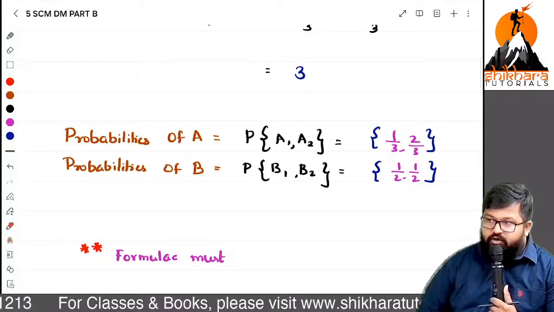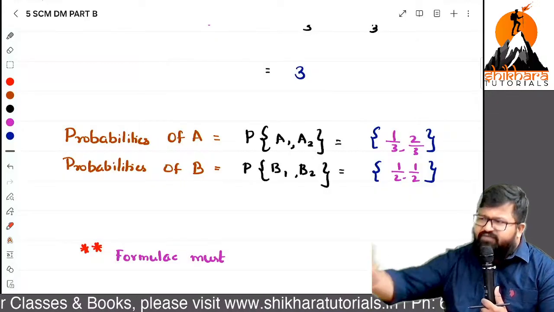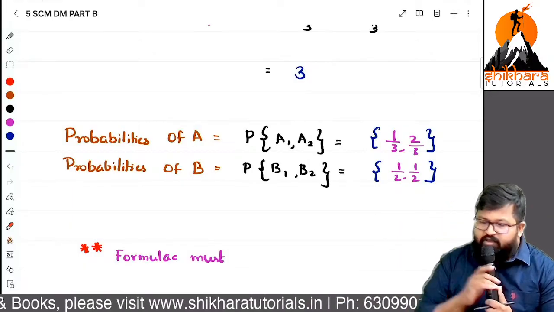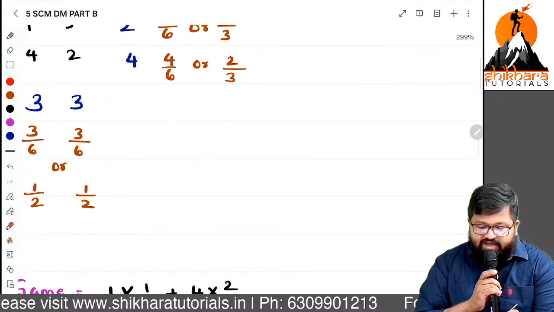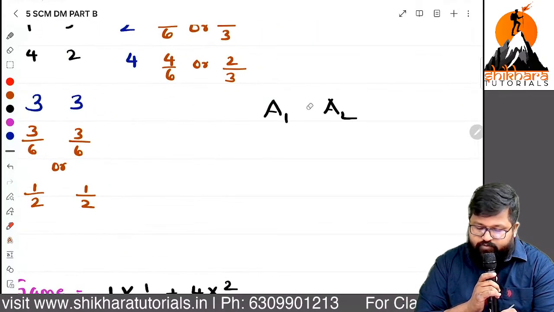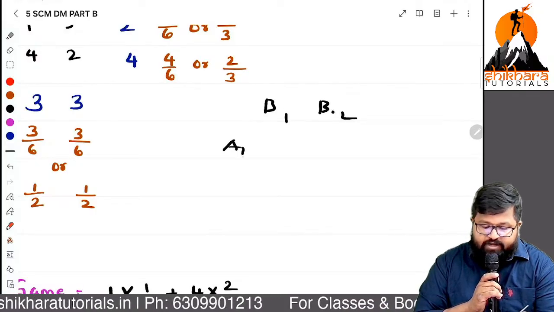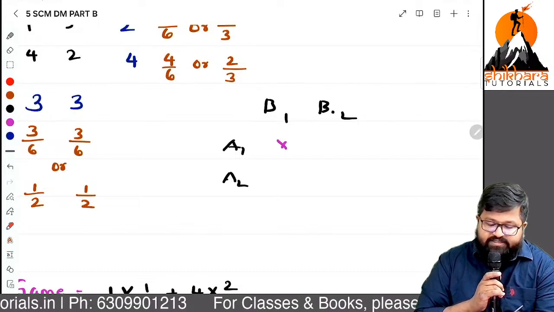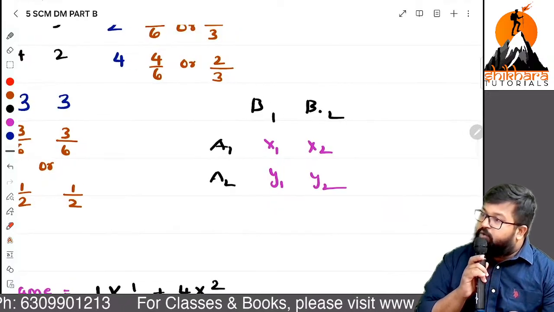Formula clear to you or not clear? Formula, any idea? Sir, whatever you are doing, you convert into formula. Okay, you write your own formula. For example, can anyone tell the values of B1, B2, A1, A2? For example, I have taken the values like X1, X2, Y1, Y2. Now can you tell the formula?